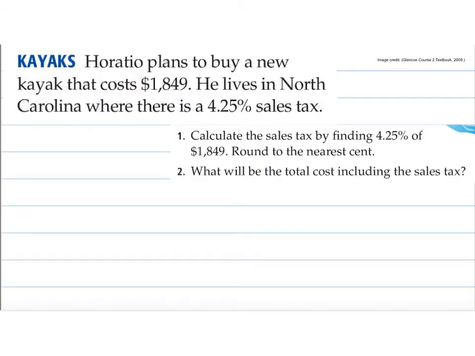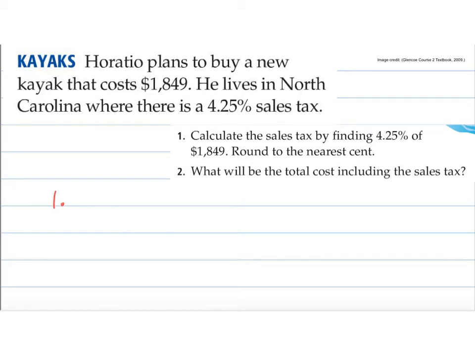All right. Horatio plans to buy a new kayak that costs $1,849. He lives in North Carolina, where the tax is 4.25% sales tax. Calculate the sales tax by finding 4.25% of the cost, round it to the nearest cent, and then what will the total cost be after the sales tax. So 2 parts on here. Step 1, we're just finding the cost.